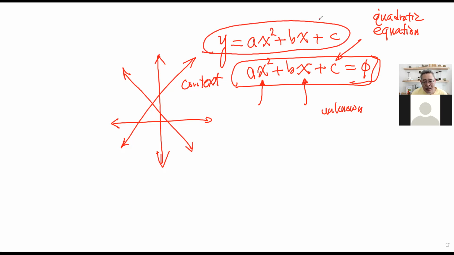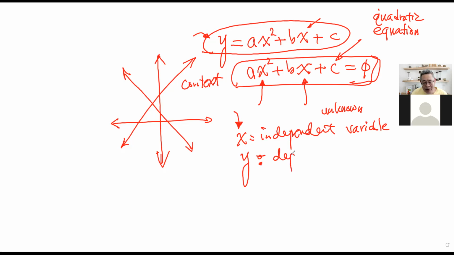In here, x is a variable, and y is also a variable. x is called the independent variable, because for every x we can take any value, but once the x value is determined, then y is fixed. So y is called the dependent variable.